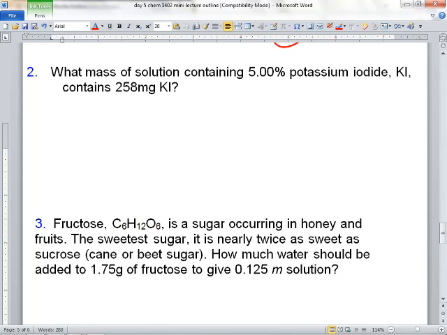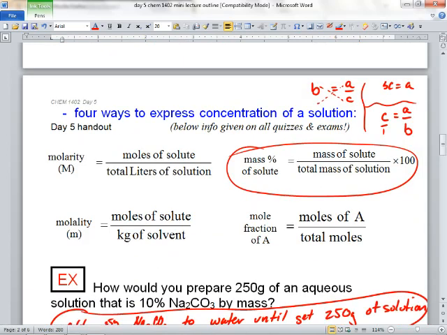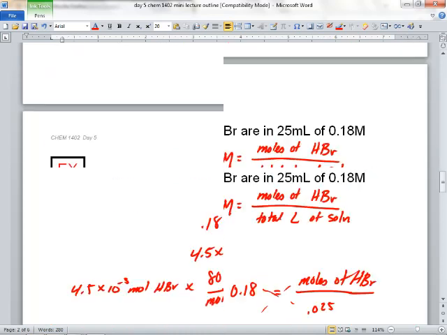Eric, what mass of solution containing 5% potassium iodide contains 258 mg of KI? What's that mg? Milligrams, right? Mg is milligrams, right? Okay. Sochi, what equation are we going to be using to figure this out? Yeah, the percentage one again. The mass percent of solute.